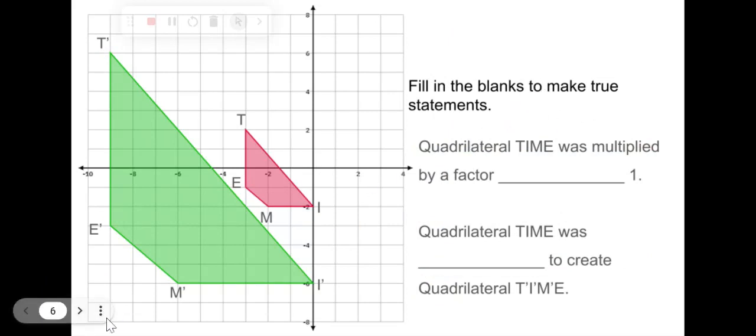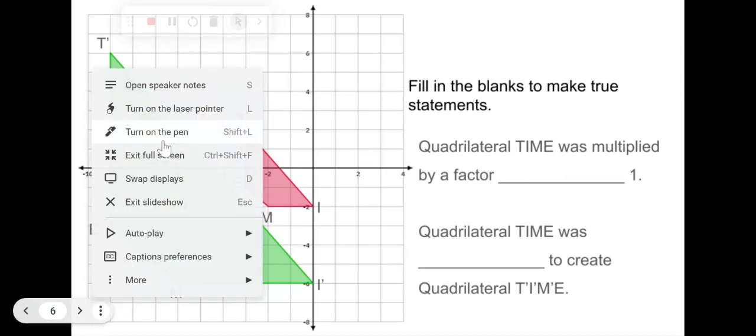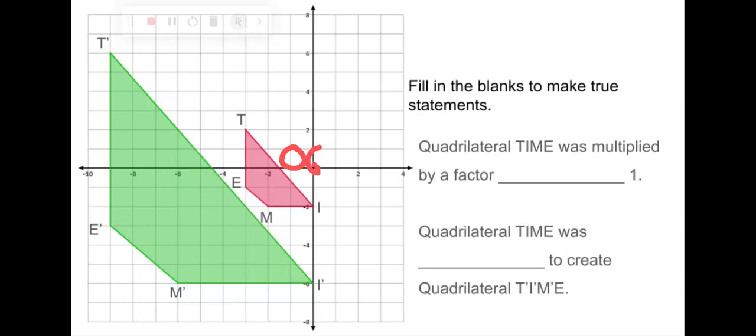Fill in the blank to make the statement true. Okay, quadrilateral TIME was multiplied by a factor of... Okay, so this time we said this is the OG, right? And then it transforms into this larger one. It looks like it's more than doubled. It looks like even more than tripled, quadrupled. So it seems like quite a bit.